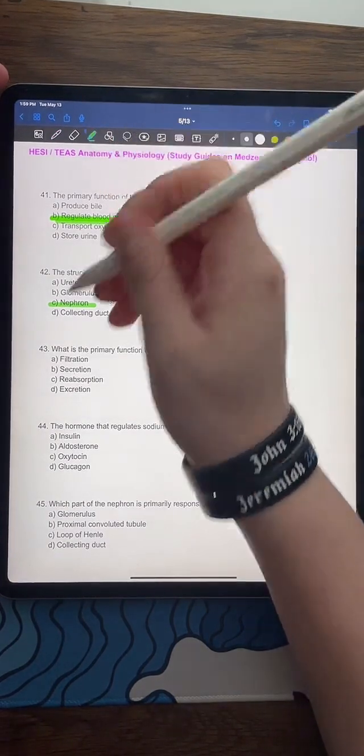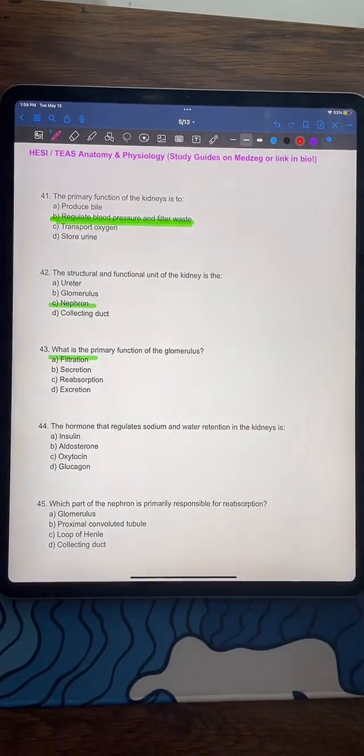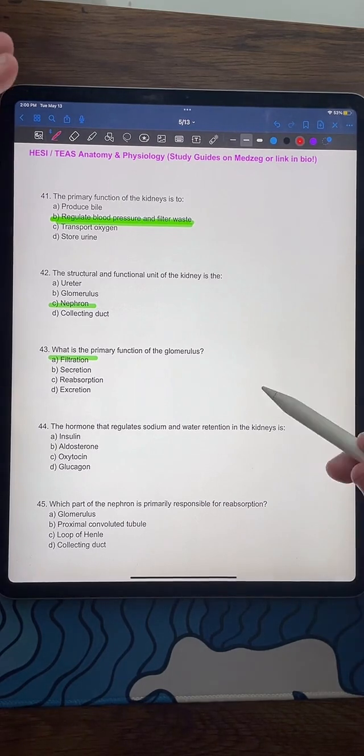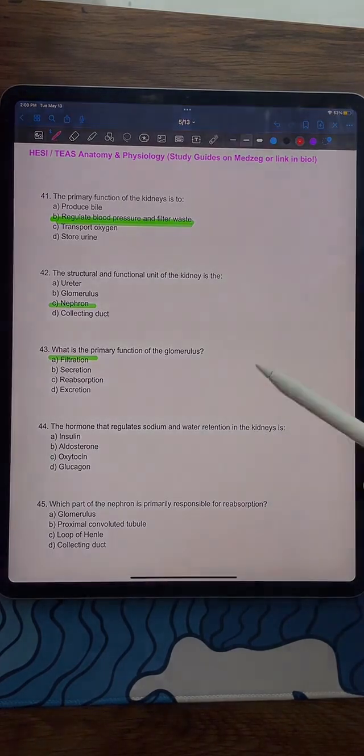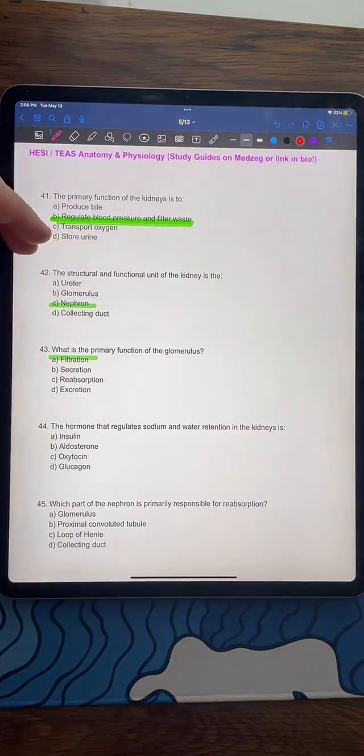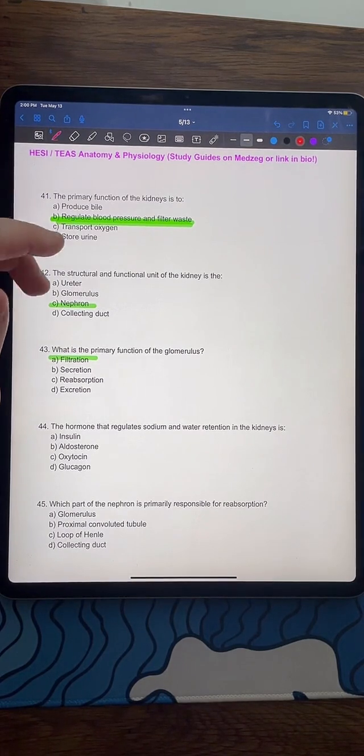All right, the answer is filtration. The glomerulus filters blood, removes waste and excess substances. Basically, it retains our proteins and cells as well. Secretion is going to happen mainly in the tubules. Reabsorption is going to happen in the proximal tubule and the loop of Henle. And then excretion, that is going to be the final part, final removal of urine. So the glomerulus primarily filters.